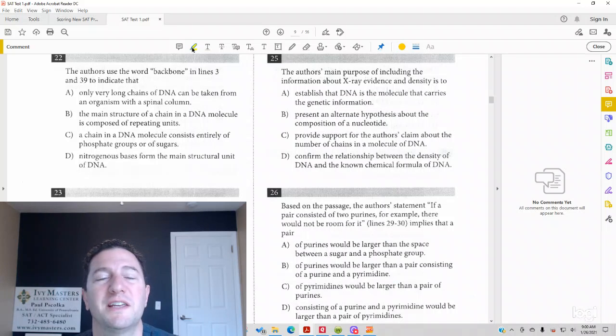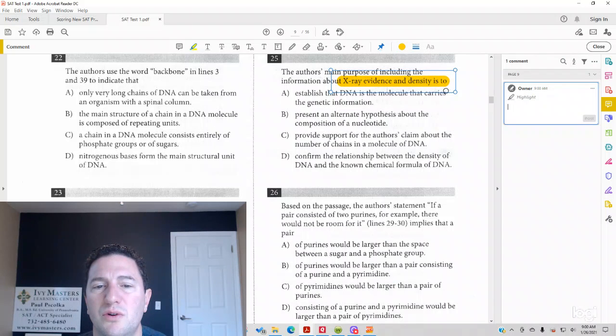If you're looking for test 1, section 1, number 21, there's already a video for it. Here is number 25. The author's main purpose of including the information about x-ray evidence and density is to what?